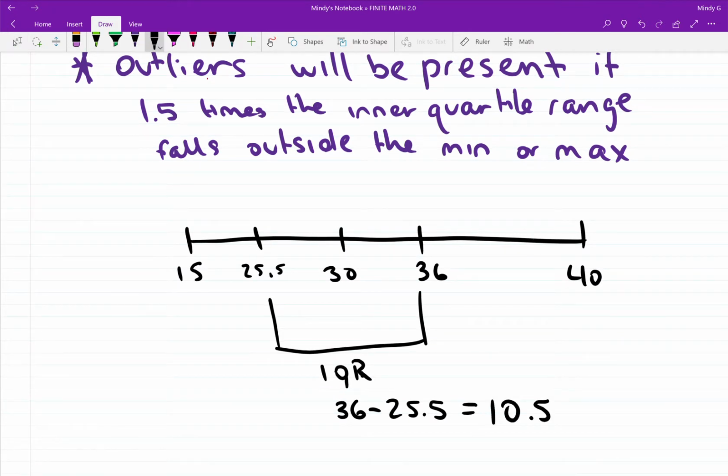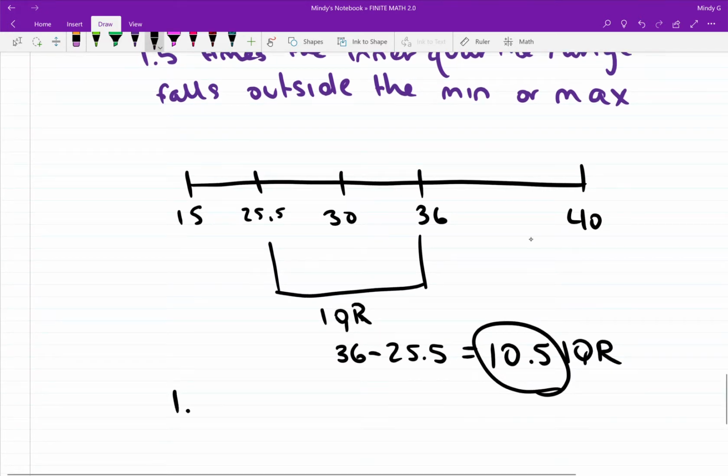But I have had mistakes in my notebook for many, many semesters, and then all of a sudden one semester someone says, that's not right. I've been doing this for 5 years and nobody ever said anything. All right, so it's 10.5. So this is your IQR, right? So we will know we have an outlier if we do 1.5 times 10.5, and we should get 15.75.